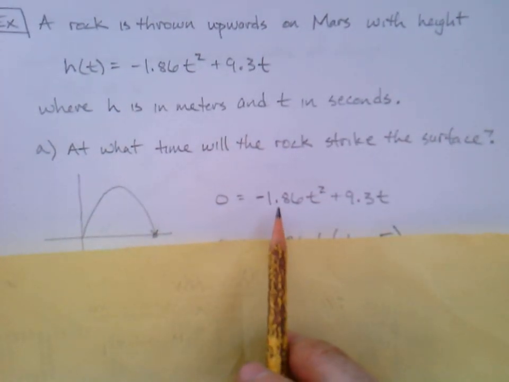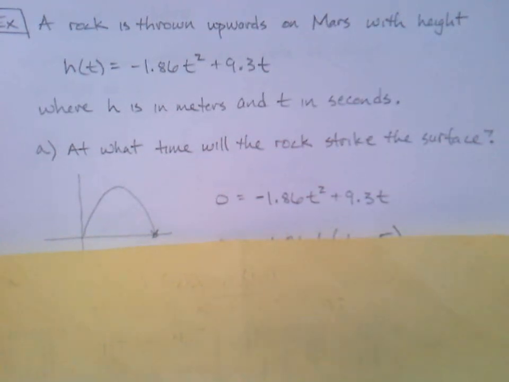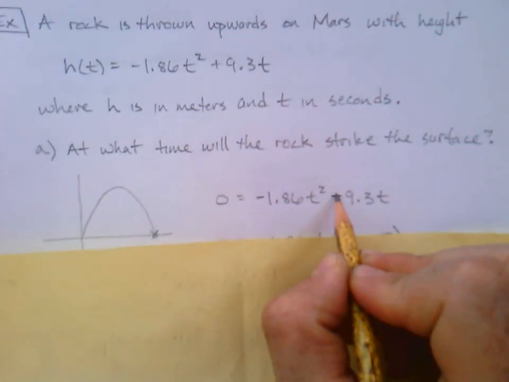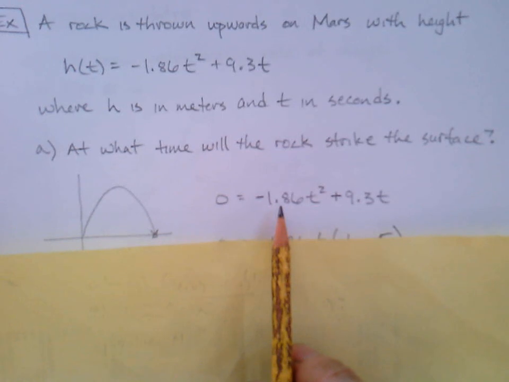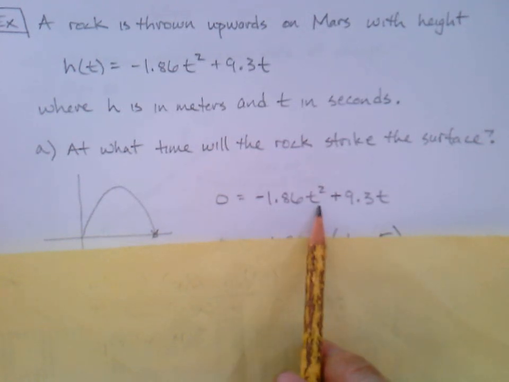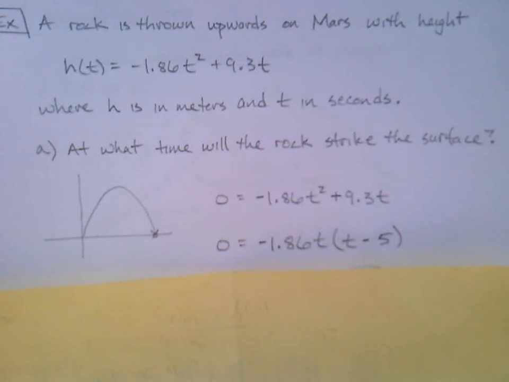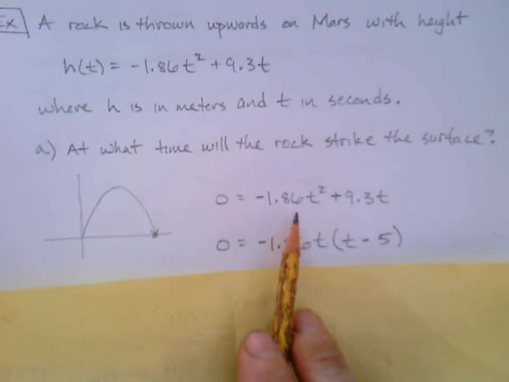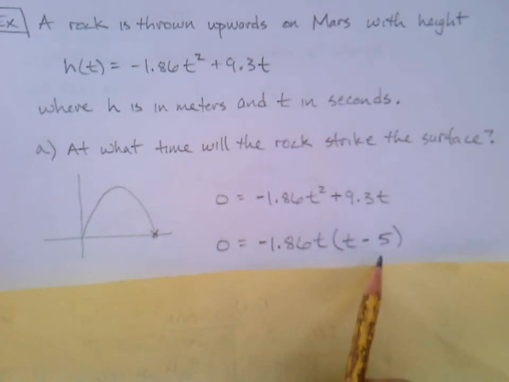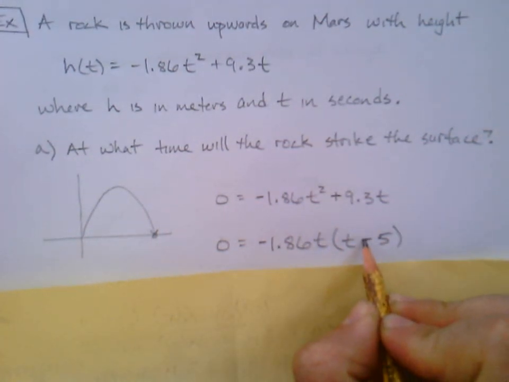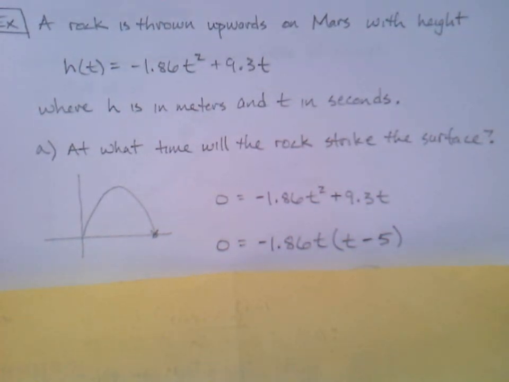Well, 0 equals negative 1.86 t squared plus 9.3 t. We're going to factor. And it's not obvious right away, but it turns out you can factor negative 1.86 t. So the t is obvious, but even when you factor out that number, dividing it with 9.3 will give you just 5. And if we take the negative, of course, then it's going to be t minus 5. Okay. So we can see there's two solutions. From here, t equals 0, and from this one, t equals 5.